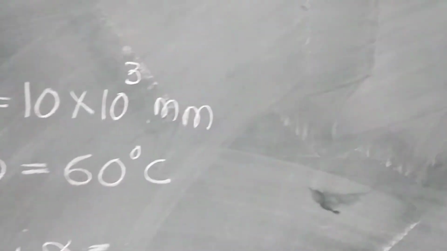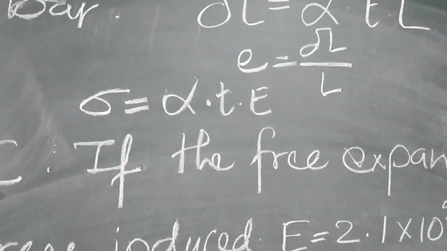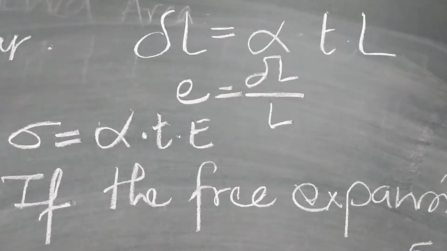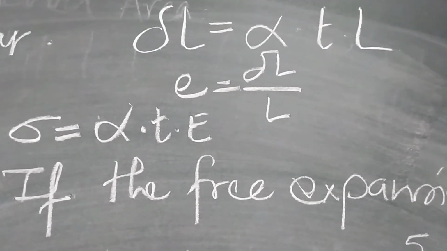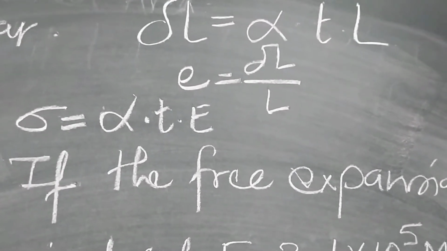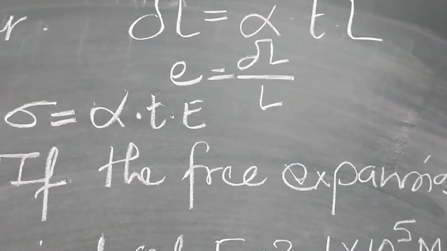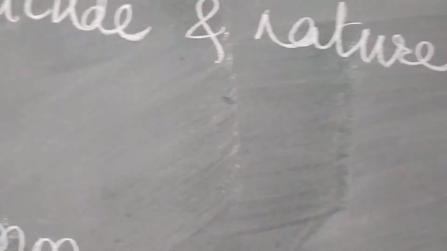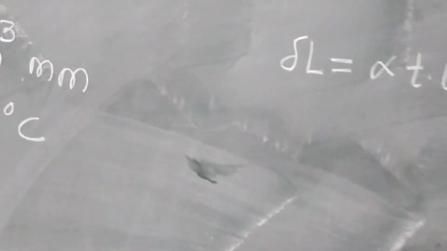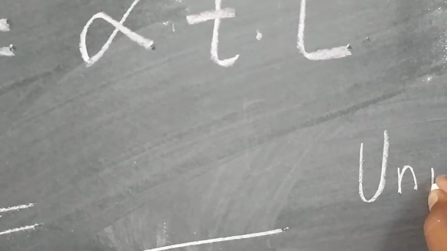Now you have to first create a list of formulae. If already created, then add these formulae to your list. Delta L is alpha T into L, where alpha is coefficient of thermal expansion, T is change in temperature, L is length. So to find out the first value, we have the formula delta L equals alpha T into L. Everything is given. I hope you will calculate this and tell me the answer, magnitude and unit.